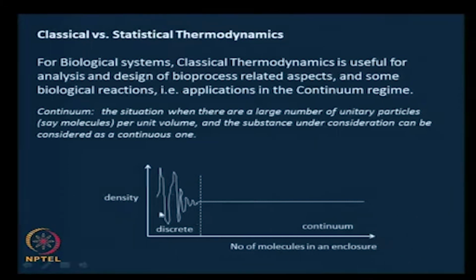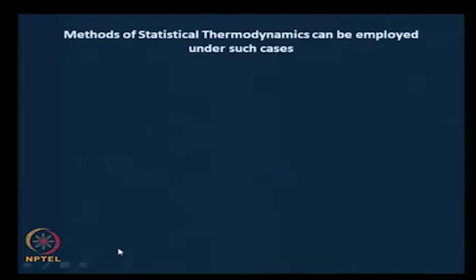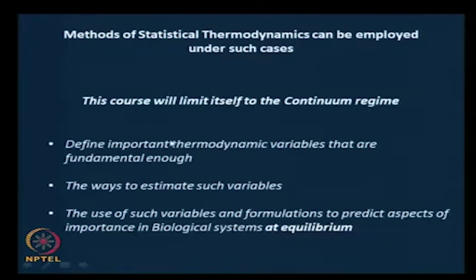And to handle this regime, which is very relevant for biological systems, we need statistical thermodynamics, which we will not cover as a part of this course. Therefore, this course will limit itself to the continuum regime. It will define important thermodynamic variables that are fundamental enough. It will also look at ways to estimate such variables, and at the use of such variables and formulations to predict aspects of importance in biological systems, especially at equilibrium. This was the scope of the course.